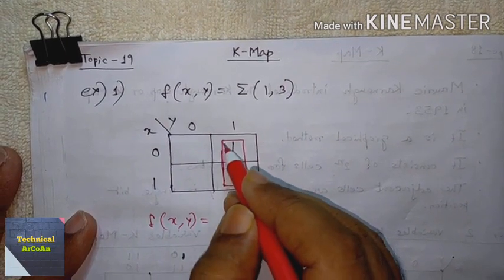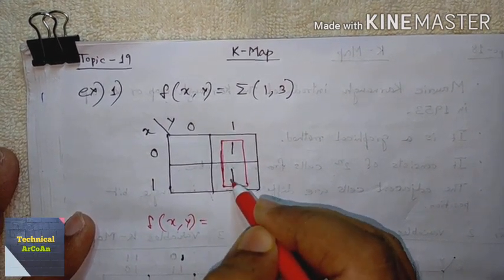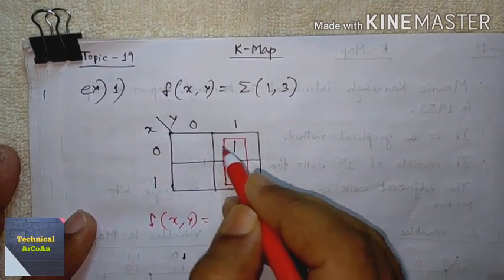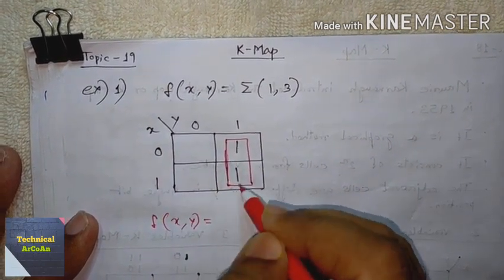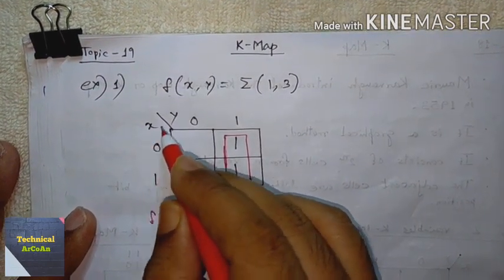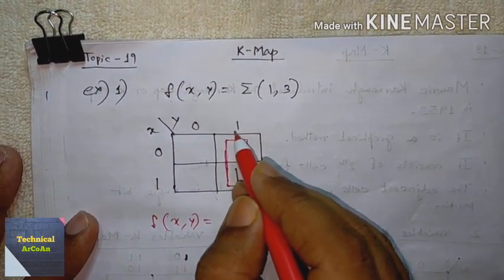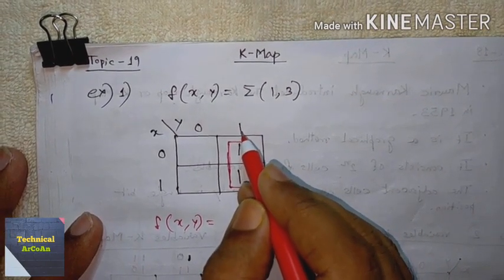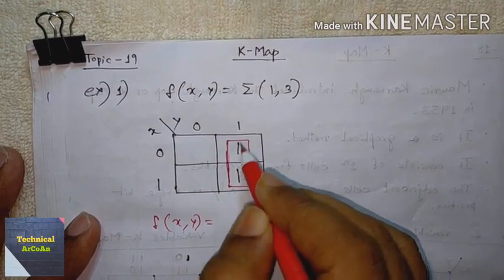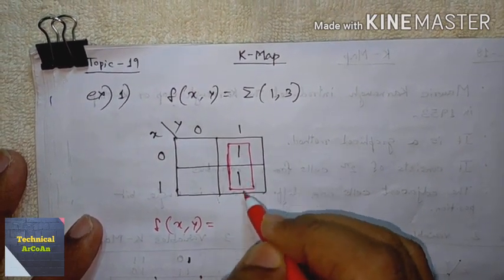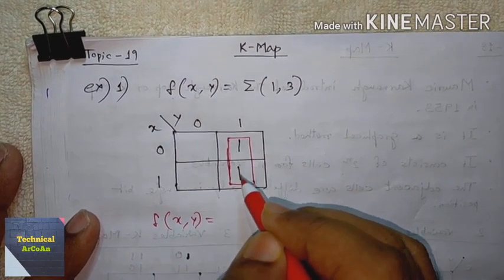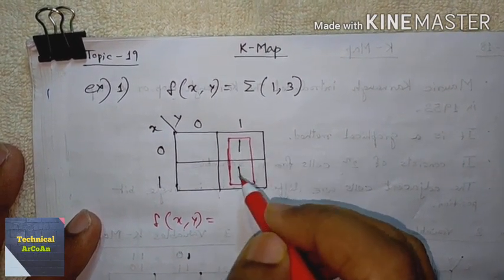Why? Because the x value changes within this box from 0 to 1. It is 0 at the start and after that it is 1. So between that the value changes, so we don't need to take the term x. Now we can take the term y. Why? Because in this vertical column the y value is 1 throughout, in this part also 1 and this part is also 1. So that's why we take y.